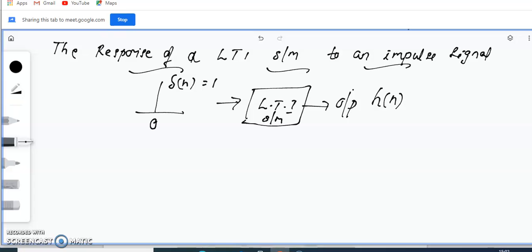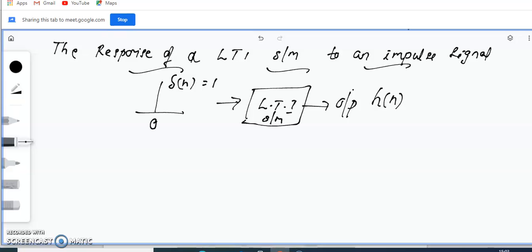Impulse response is this, the response of a linear time invariant system. Whatever the system, if it is a linear time invariant system, you apply an input signal as an impulse signal, you will get an output, and this is called the impulse response of the signal.